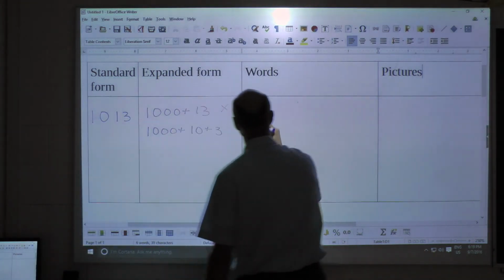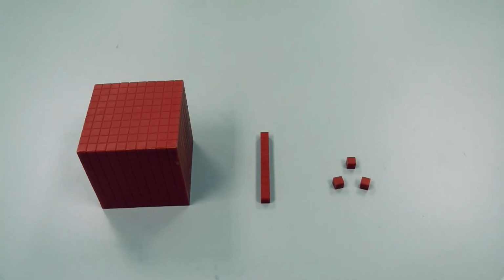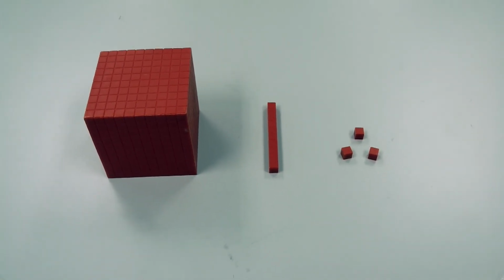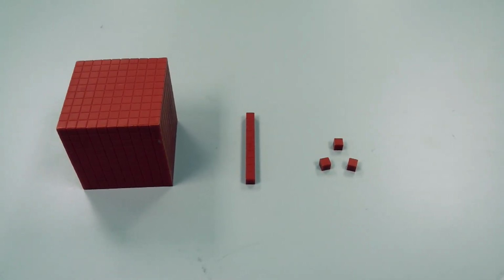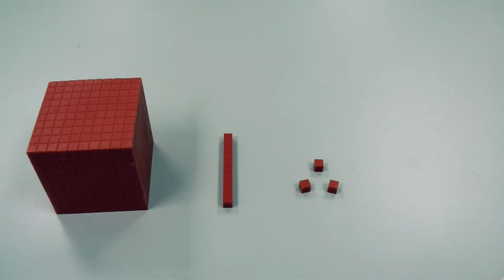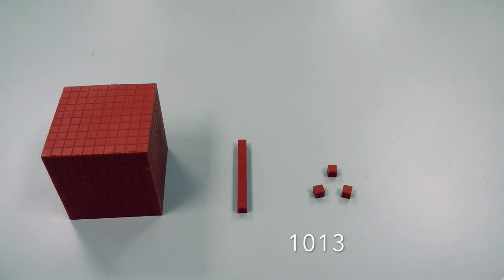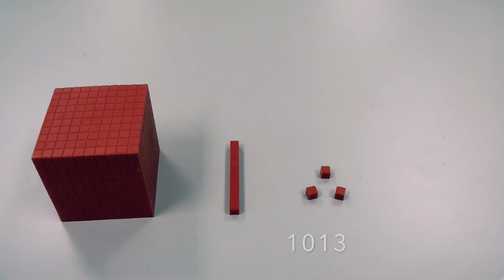The words, 1,013, and the pictures. Using the base 10 blocks, we have 1,013 shown here. One block for 1,000, one rod takes care of the tens column, and 3 units completes the ones column. 1,013.